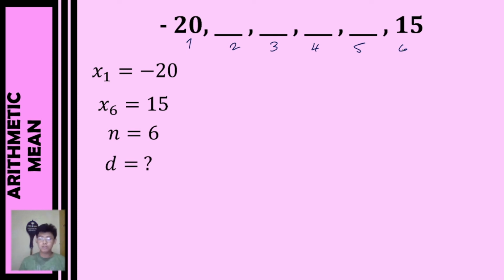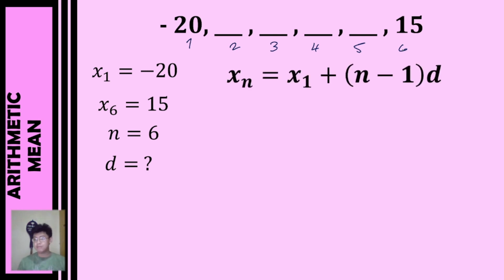So what are we going to add to our first term to get our second term, third term, fourth term, and fifth term? We will use the formula x sub n is equal to x sub 1 plus the quantity n minus 1 times d. Alright? Okay. Then, let's substitute all the given.